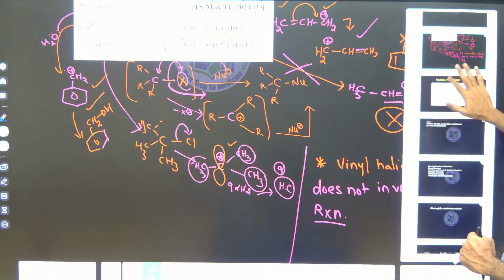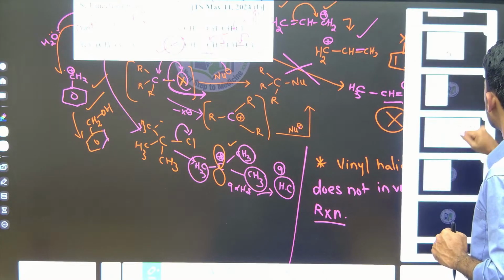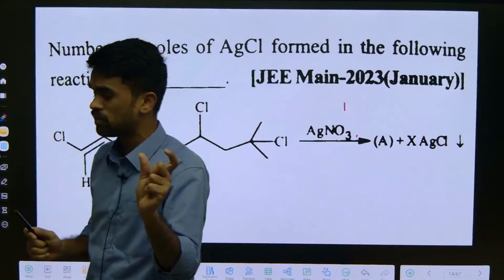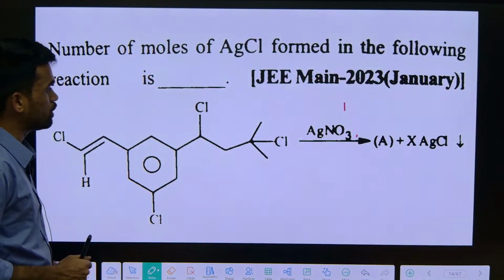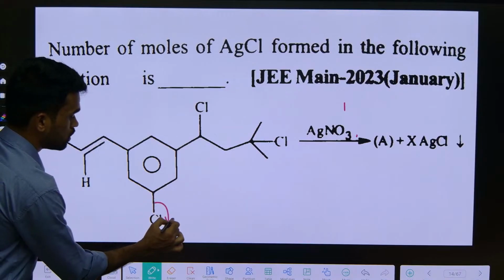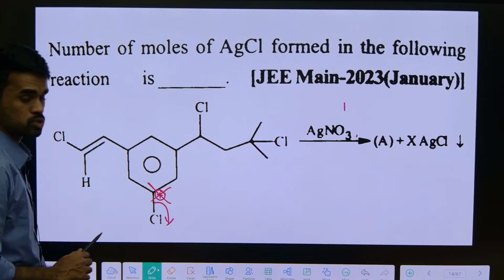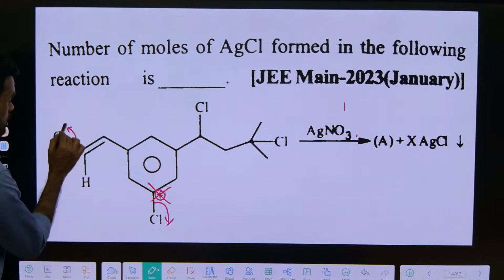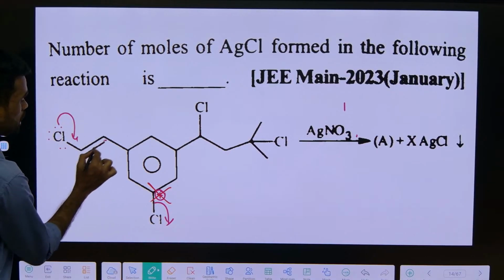Next, let me give you a few more questions first. Based on our discussion till now, the 2 points you have written at the end of the discussion for the previous question, using those you can easily solve this question. Tell me what your answer will be. See, if I remove this chloride ion, what happens? The aryl group, this phenyl ring, will get a positive charge, which is highly unstable, so it won't come out. Similarly, if I remove this chlorine, will it come out? No. Why won't it come out? Because the lone pair electrons of this chlorine are in conjugation with the pi electrons of this carbon chain.